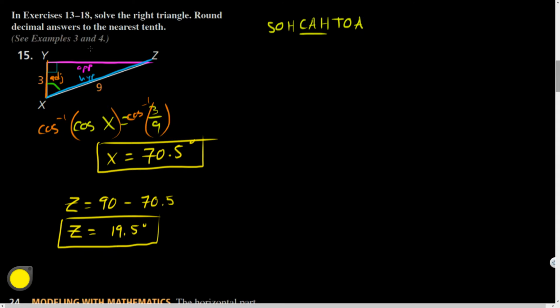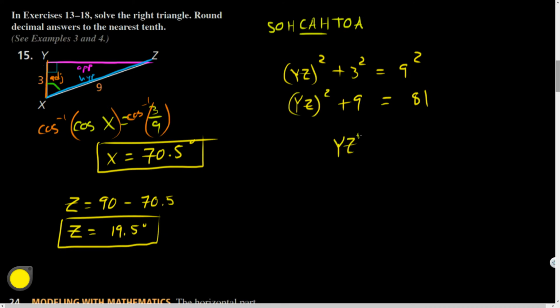what could I do? If I want to rely just on the information they gave me, what would I do? Yeah, Pythagorean Theorem. So I could say YZ squared plus 3 squared equals 9 squared. So that's plus 9 equals 81. I just don't feel like writing YZ squared over and over here. YZ squared equals 81 minus 9. What's that, like? 72?